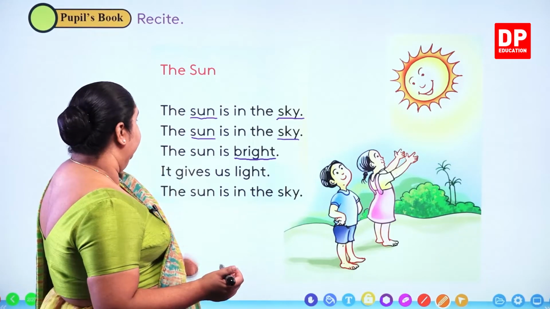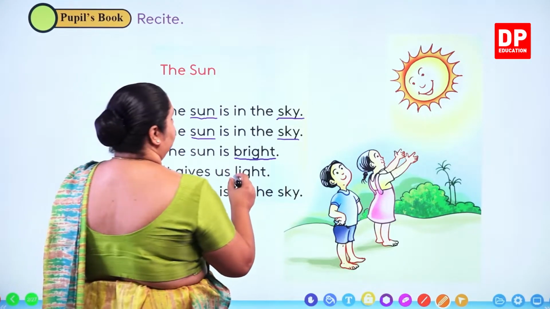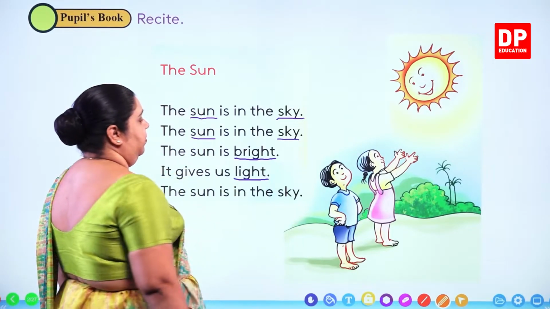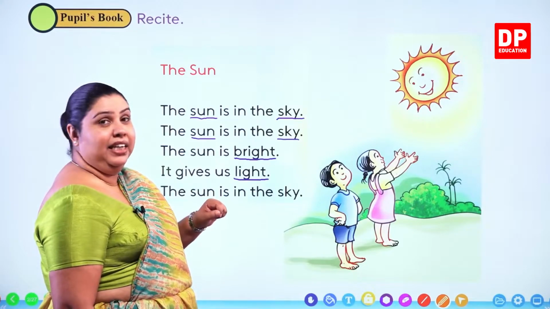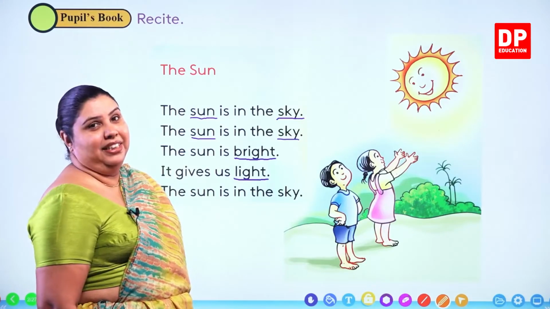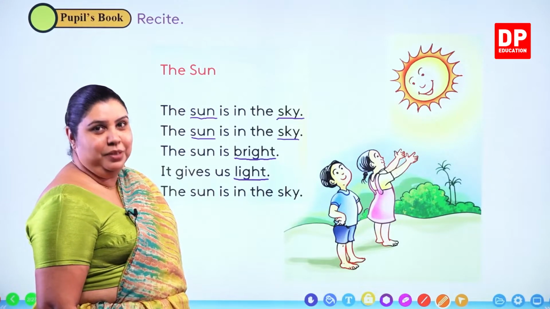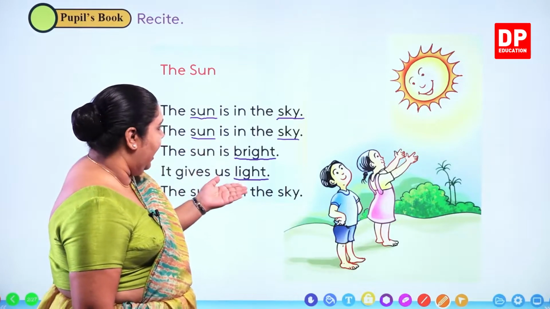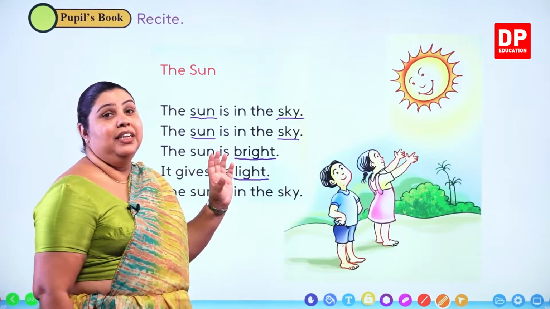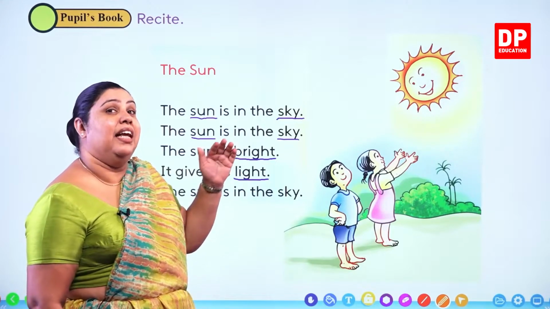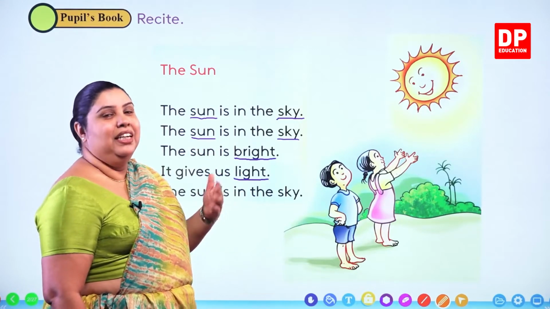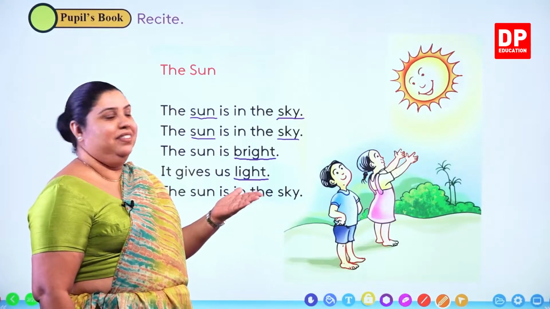Right. Then it gives us light. L-I-G-H-T. B-R-I-G-H-T. L-I-G-H-T. So bright and light has nearly the same amount of letters and it is very close to each other. Light, bright. Okay.